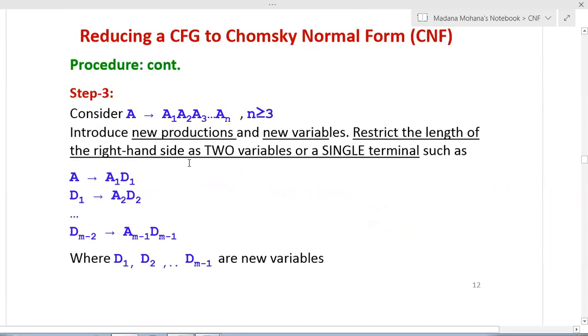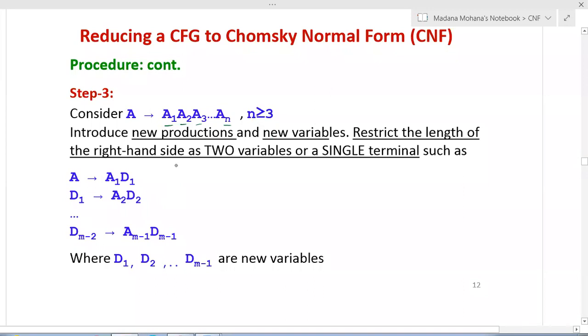Then coming to step three, suppose your production is of this form, that is variable A derives variables A1, A2, A3, and so on up to AN, where n is greater than or equal to 3. That means the right hand side length is greater than or equal to 3, and all are variables. But our condition is that the right hand side contains only variables of length 2. But here more than 2 is there.